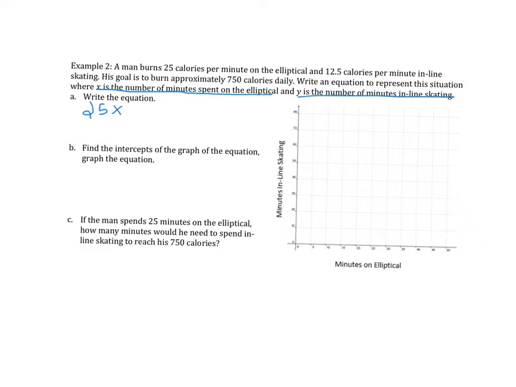Plus our number of minutes spent in-line skating, and that's 12.5 calories per minute. So plus 12.5 times the number of minutes in-line skating. And our goal is 750, so equals 750. It says find the intercepts of the graph of the equation and graph the equation. To find the x-intercept, remember, we're going to let y be 0. Sorry, I'm having a hard time writing on this. Let me try zooming in.